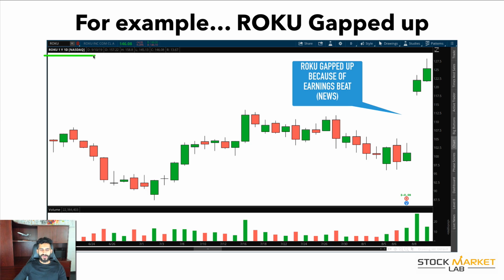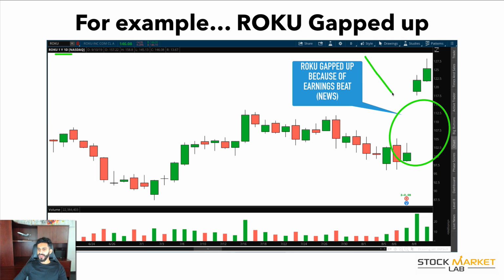So for example, let's look at Roku. We're looking at Roku right here. Roku in this situation gapped up because of an earnings beat. Roku had earnings, you can see right there. Their earnings were good, good forward guidance, everything was good. Because of that, the stock gapped up. You can see there's a catalyst, some sort of event or news here that's causing the stock to make a move up. Now, the reason there's no trading activity here, or it looks like there's no trading activity, is because we are on a daily chart.